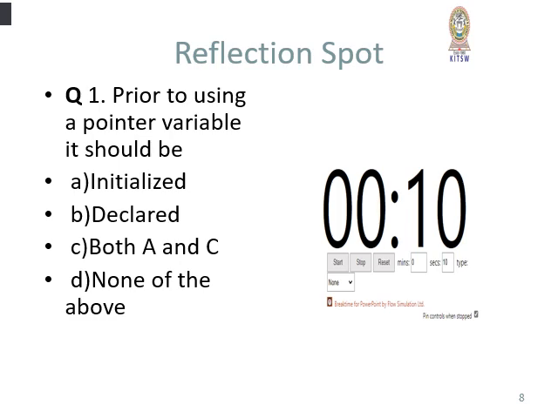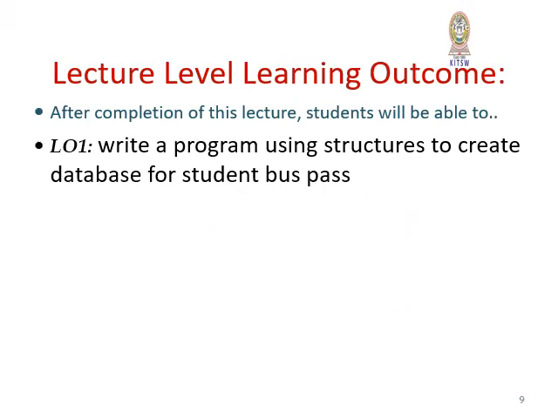So let us check this answer. The answer is A and C. Both declaration and initialization must be done before using it. In the previous example we have seen declaration and initialization done simultaneously. So before using a particular pointer variable, you need to do these two things. So the answer is C. Okay, if your answer is correct, go to the next slide. Otherwise, go through the video once again.